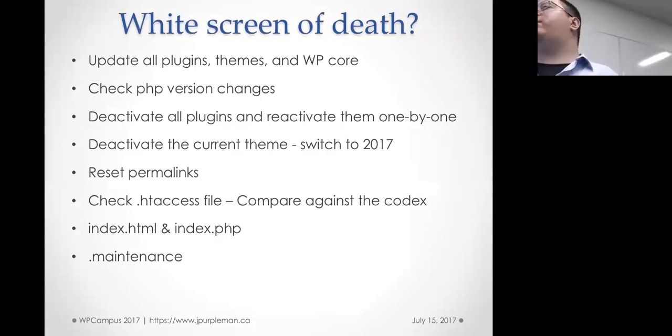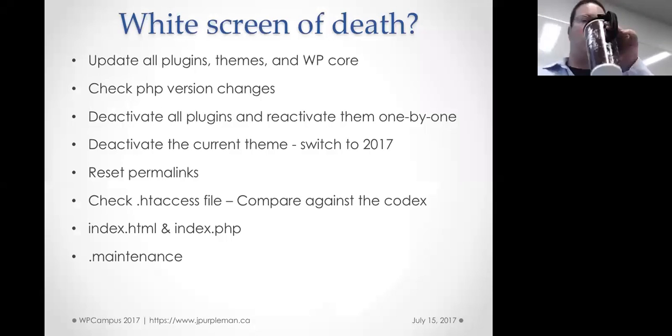Sometimes I've actually heard about permalinks. In your settings, you have control of permalinks. By resetting your permalinks, that has actually solved some issues. Sometimes it's an htaccess problem. There is an htaccess file that controls routing in WordPress. That htaccess file might not be there. That htaccess file might be corrupt. So you're going to have to check it, compare it against the codex, and verify it's correct.